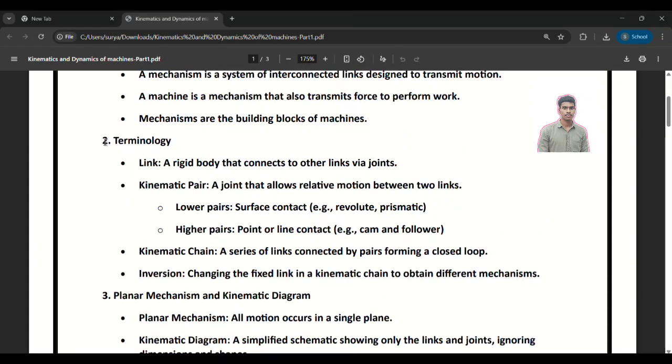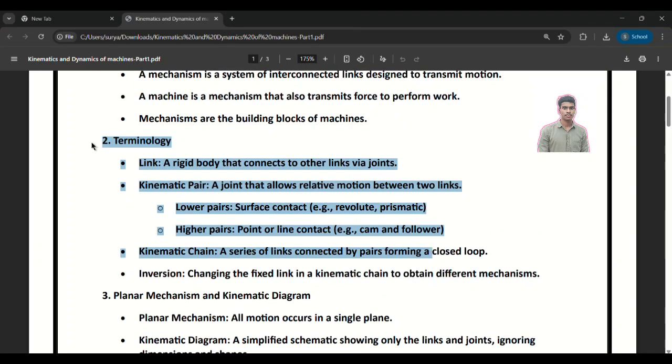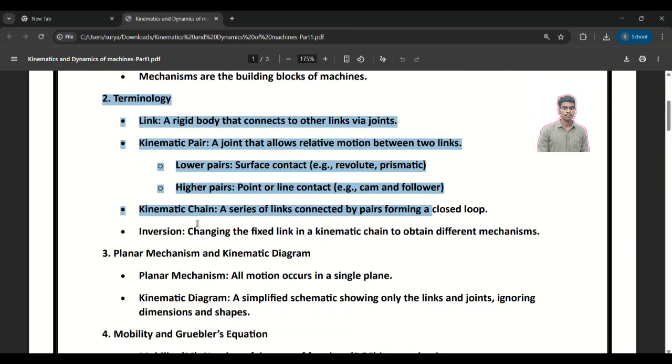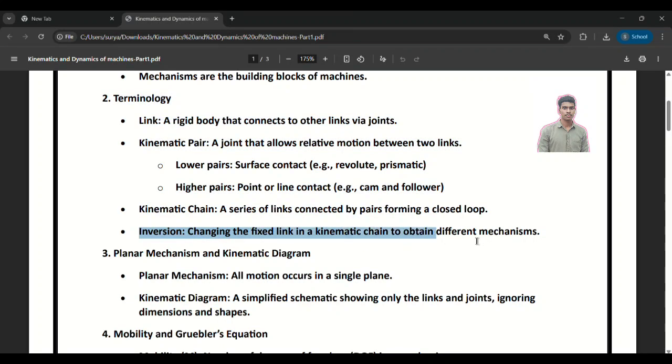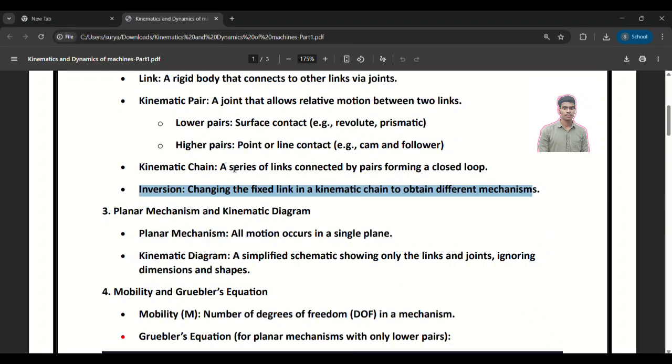These are the basic terminologies in kinematics: link, kinematic pair, kinematic chain and inversion. These four are the basic terminologies that you should know about kinematics. A link is a rigid body that connects other joints. As you know, if you have any links, they connect. Kinematic pair, as I already showed, is the lower pair and higher pair. The kinematic chain is a series of links, and the overall structure is said to be a kinematic chain. Inversion is fixing any link in the chain structure.